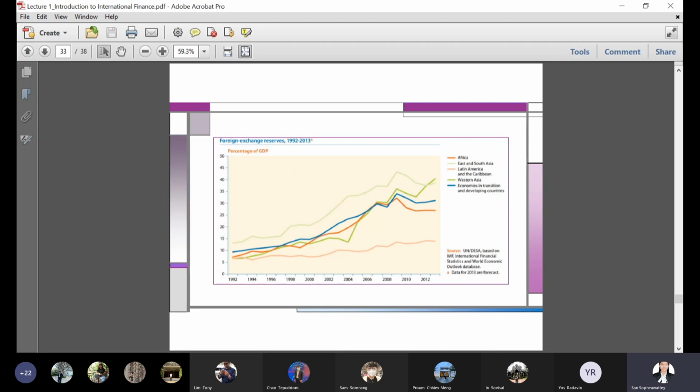So this is the foreign exchange reserve. You can see there has been an increase in Western Asia, here on the green line, between 1992 and 2012.